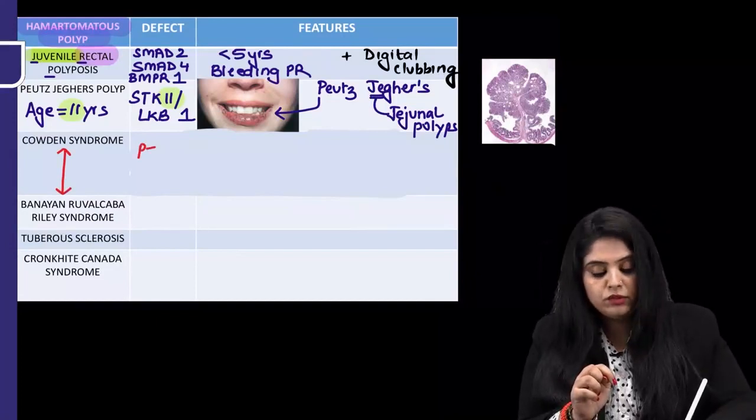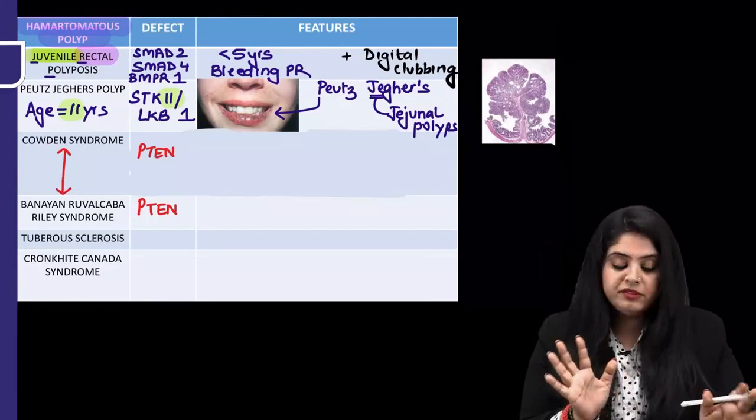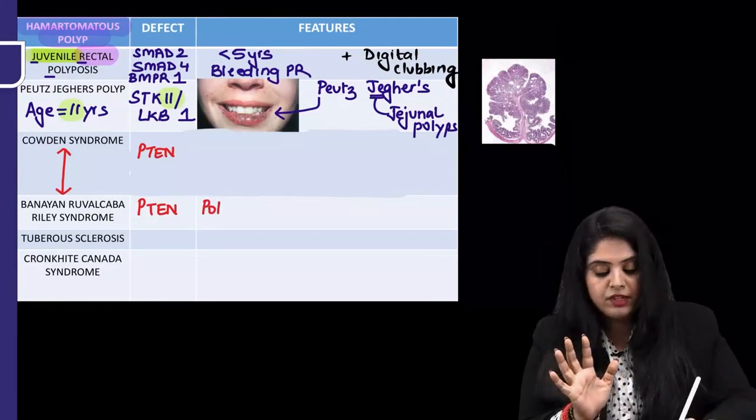Cowden syndrome is also associated with P10, and Bannayan-Ruvalcaba-Riley syndrome is also associated with P10. You'll say, ma'am, firstly, both of them have polyps? Yes, so I'll write polyps over here.